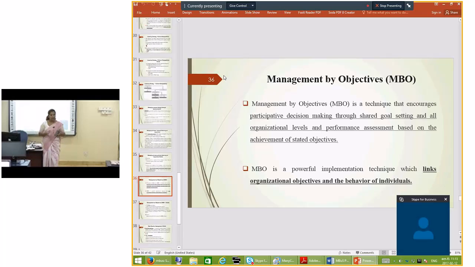So likewise we can get them aware, because MBO is an implementation technique which links organizational objectives and the behavior of individuals. Based on the individual, we can decide what we can do. Understood? It is a very participative decision making style. I will tell you the steps.